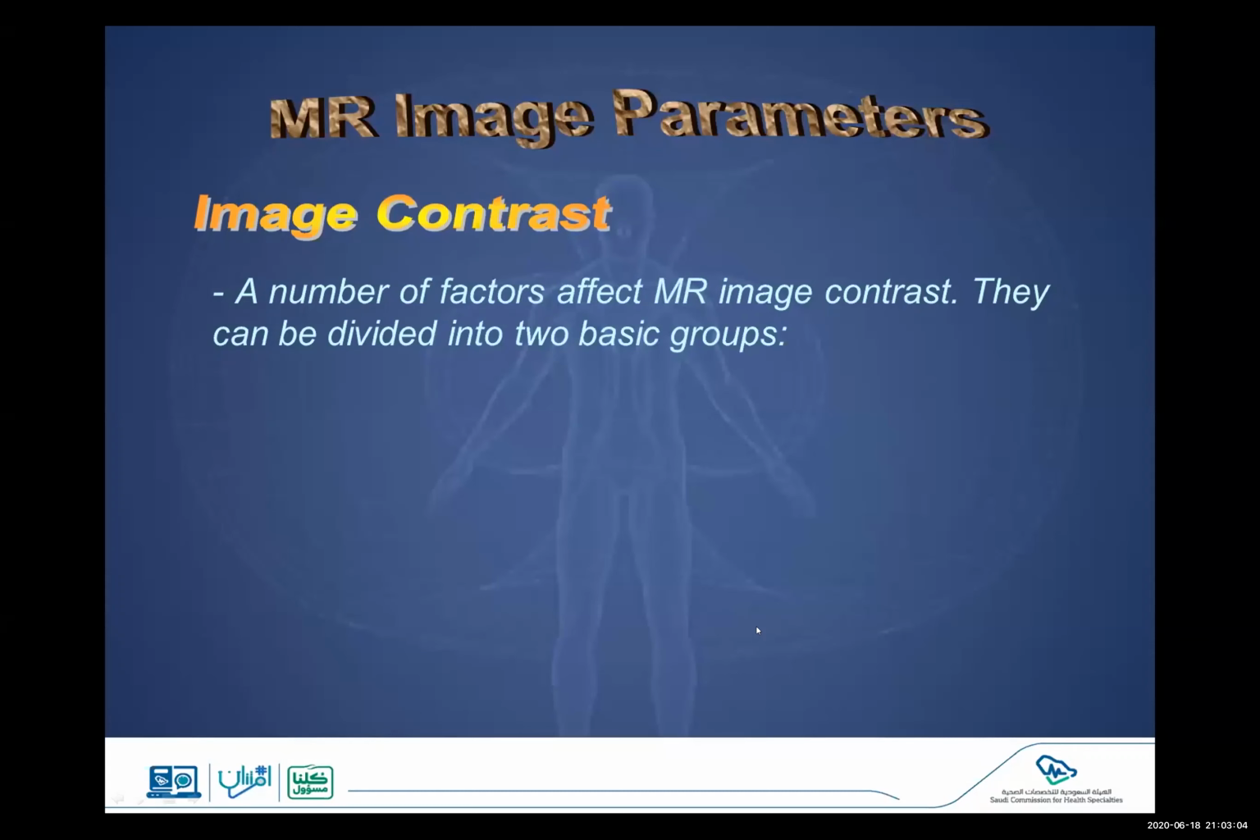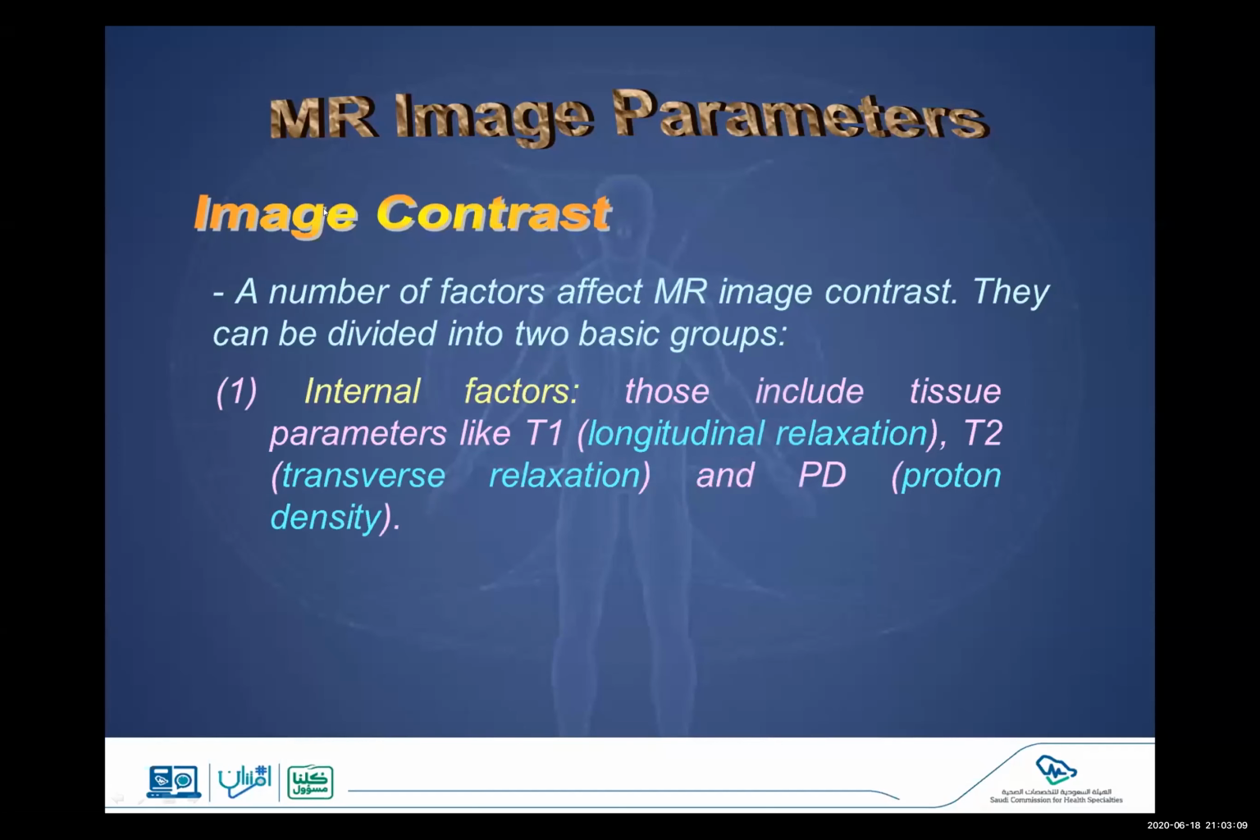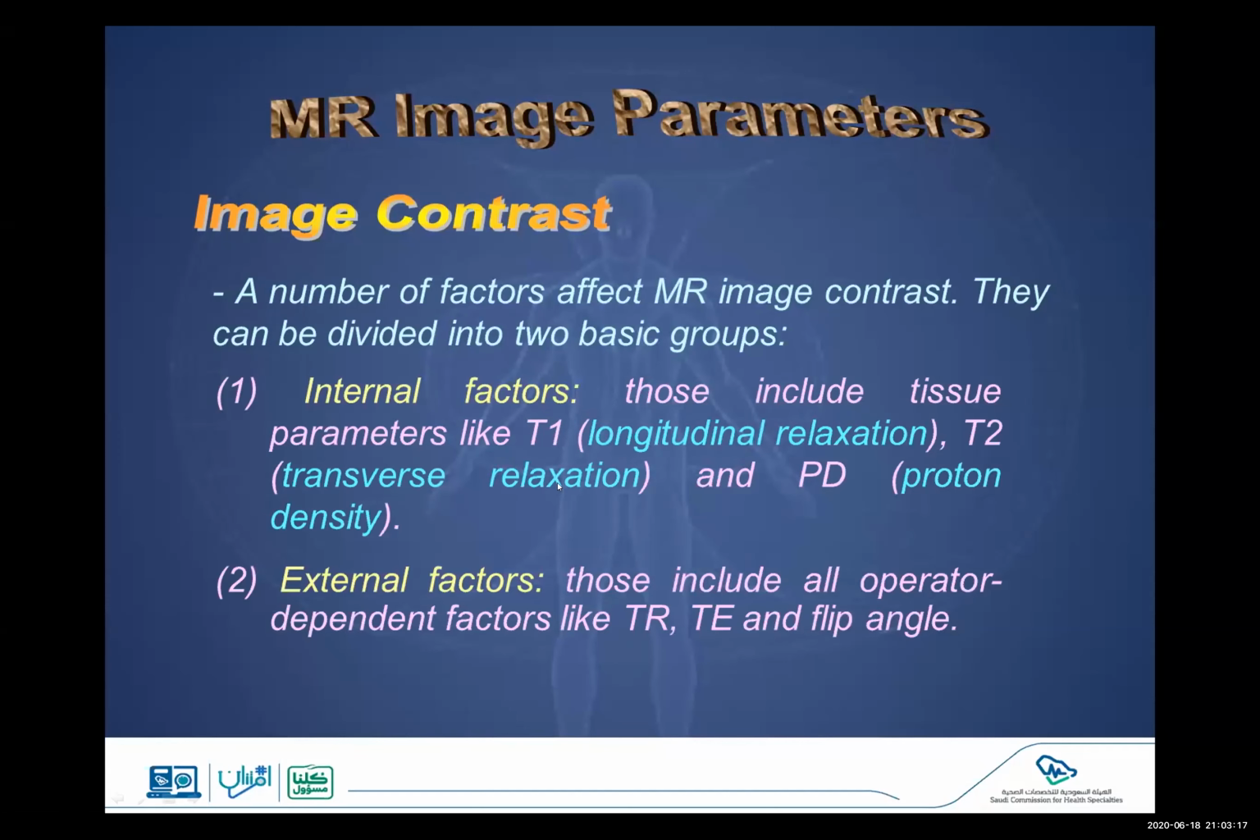A number of factors affect MR image contrast. They can be divided into two basic groups. Internal factors include tissue parameters like T1, T2, and proton density. Then there are external factors, which we call operator-dependent parameters, which can be controlled to highlight a specific contrast, namely TR, TE, flip angle, and inversion time. When we set up an exam, we select a TR, TE, and flip angle to highlight the desired contrast that we want to see.